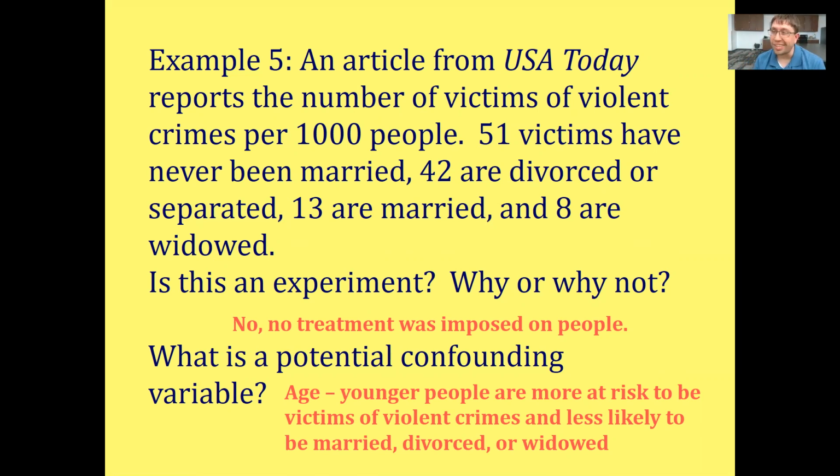So a confounding variable here to be concerned with would be age. Younger people are more at risk to be victims of violent crimes and less likely to be married, divorced, or widowed just because they're younger. That's it. It has nothing to do with your marital status and violent crimes. They just happen to be related based on age. So again, watch for these confounding variables. AP exam writers love to trick you. Make sure that the example actually randomly assigns the treatment. We will trick you on this, so be prepared.